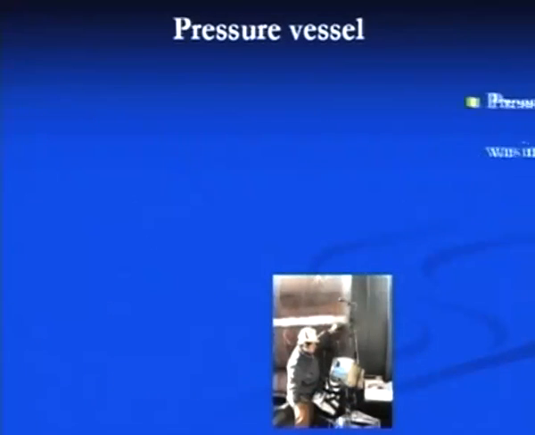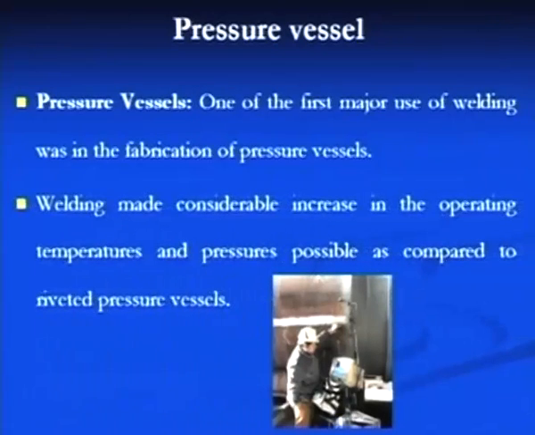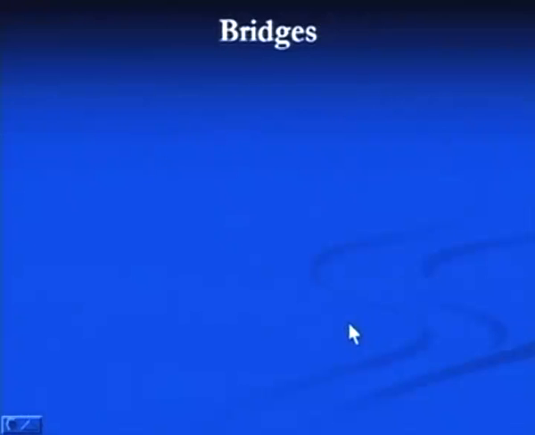The welding is used extensively in the fabrication of the pressure vessels. Pressure vessels is one of the first major use of the welding. They started in the fabrication of the pressure vessels. And welding made considerable increase in operating temperatures and pressures compared to the riveted pressure vessels. And because of these two reasons, the welding is extensively used in pressure vessels. This figure shows the heavy pressure vessels joined by the welding process, and that inspector is testing the quality of the joint produced.